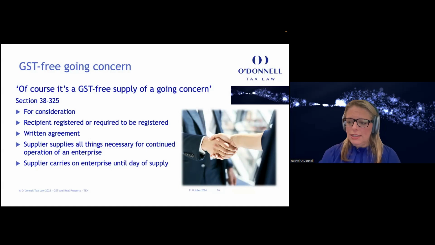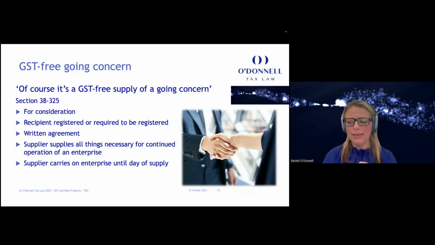The supplier must supply all things necessary for the continued operation of an enterprise. So it doesn't necessarily need to be the whole of the supplier's enterprise. It can be, but it must be able to be a standalone enterprise. So, for example, a law firm couldn't make a supply of a going concern of an IT support enterprise, because that would just be part of their law firm rather than a separate enterprise that they have carried on themselves.